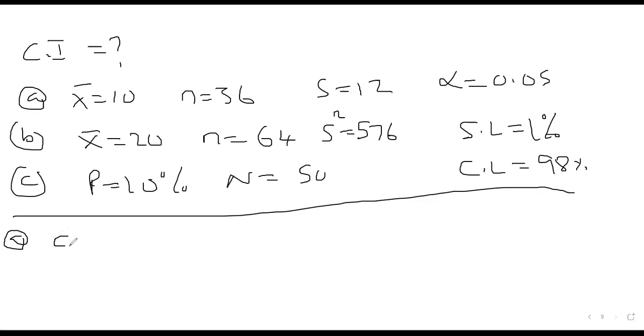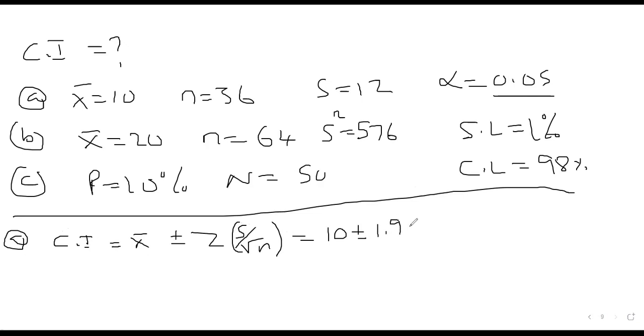What's the formula for the confidence interval? It is the mean plus or minus Z times the standard deviation over the square root of n. So our mean is 10. What is our Z at 0.05? It is 1.96. And our standard deviation is 12, over the square root of 36.